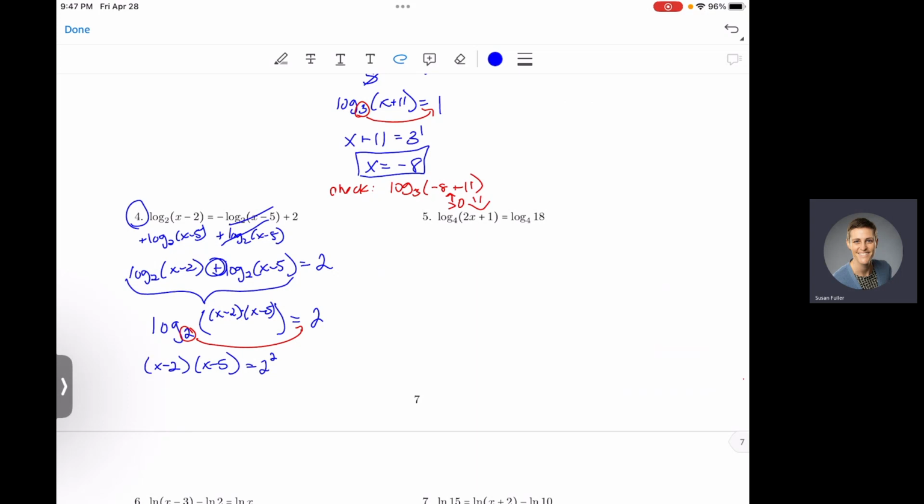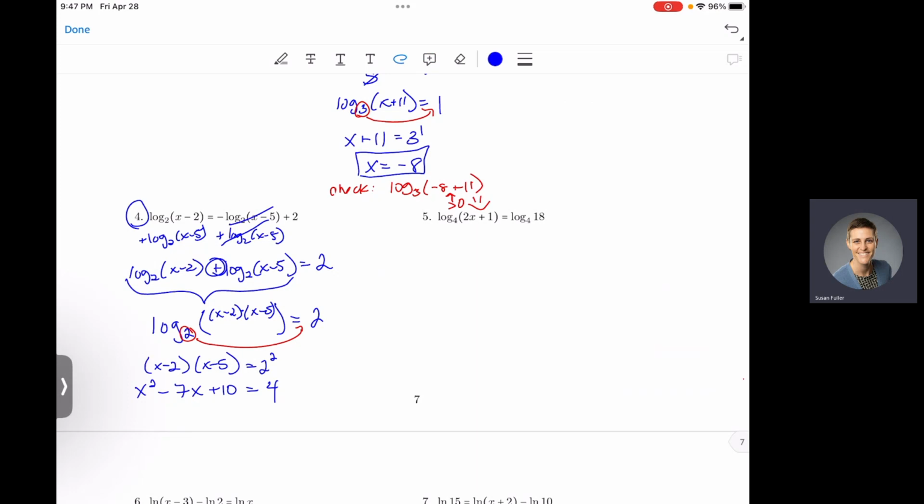You're going to FOIL everything out on the left. When you do that, you're going to get x squared minus 7x plus 10 equals 4. To get that minus 7x, I really multiplied the outside and the inside. I got minus 5x minus 2x, and I combined those. So you just want to make sure you FOIL, and you'll see where that minus 7 came from.